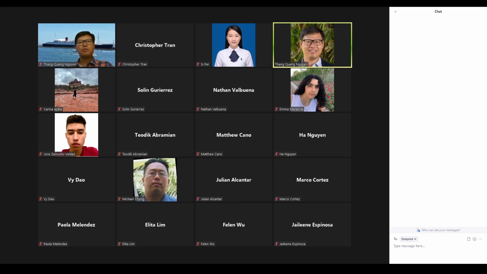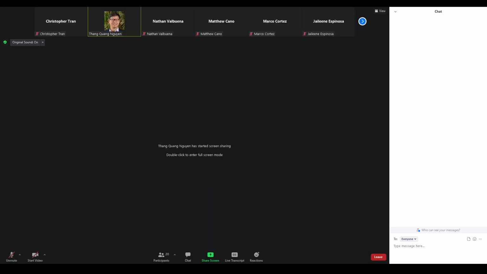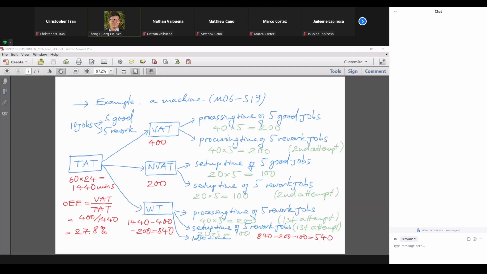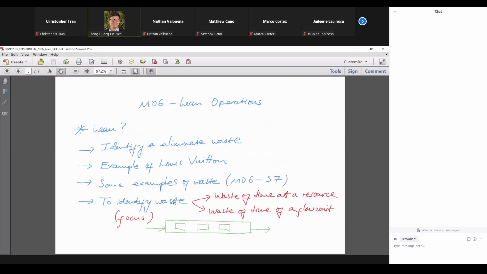Let me share that with you. Okay, so this is, remember, or let me go back here a little bit. We have already moved on to module 6 about lean operations, and the goal of lean is to eliminate the waste, right? But to eliminate the waste, we have to know the waste, to identify the waste.